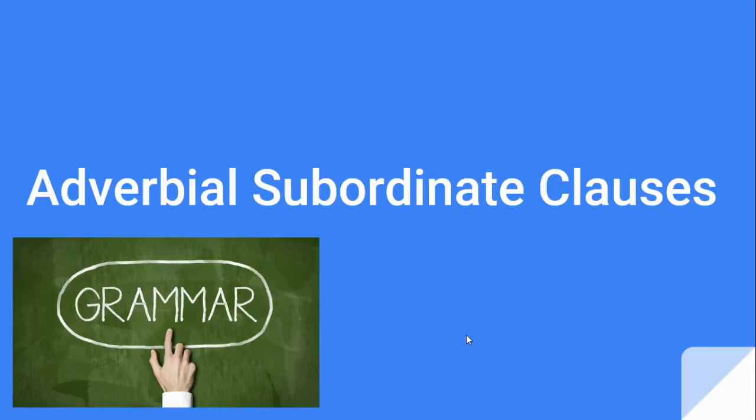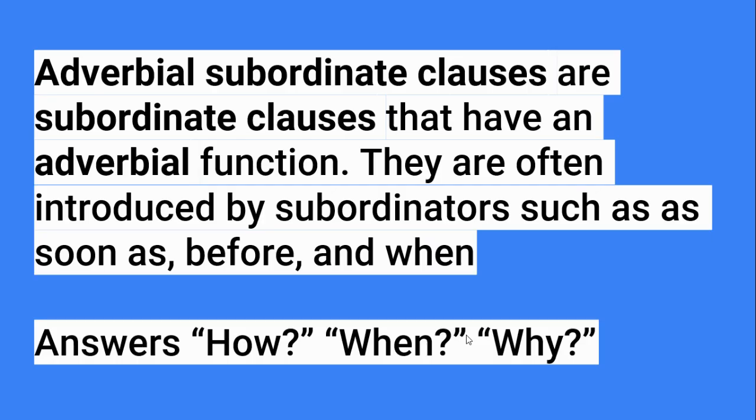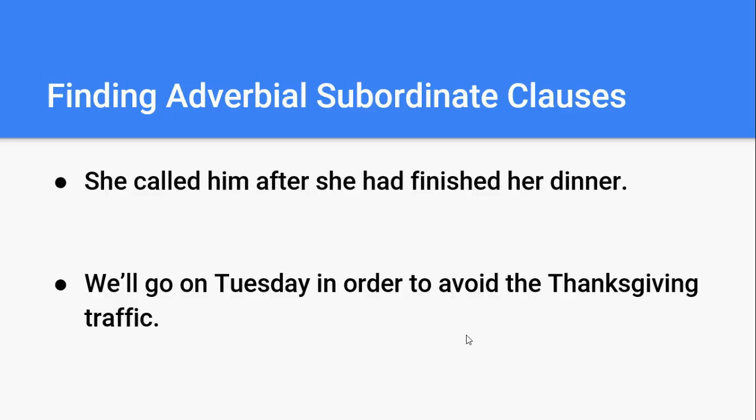Today we're going to be talking about adverbial subordinate clauses. Adverbial subordinate clauses are subordinate clauses that have an adverbial function. They are often introduced by subordinators such as soon as, before, and when. They answer the questions of how, when, and why in a sentence.